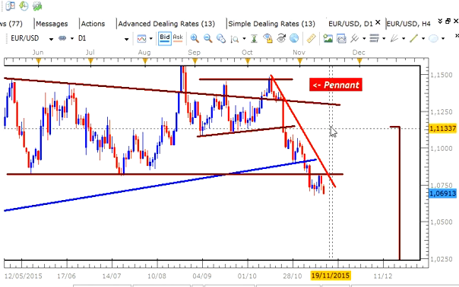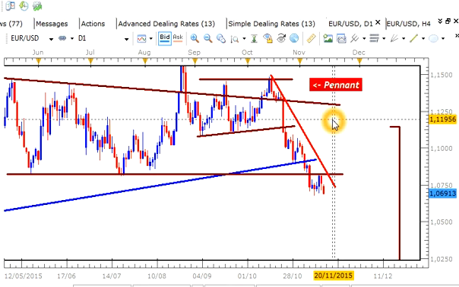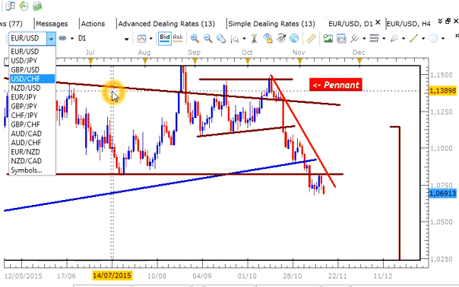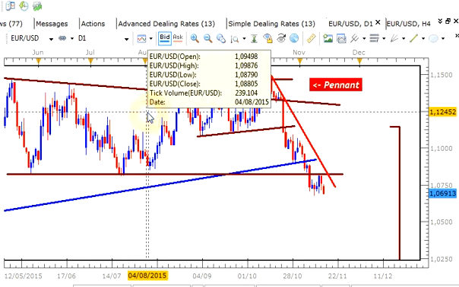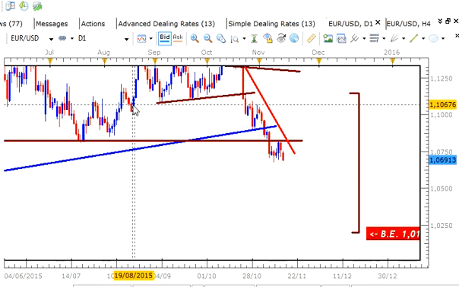So a 200 pip target that takes us back inside of this consolidation setup could also be obtained by trading a similar movement on the euro yen. So that is how we can take advantage of currency pairs that are correlated and maximize on the profits within a very short time. So that is the situation on these two pairs right now.